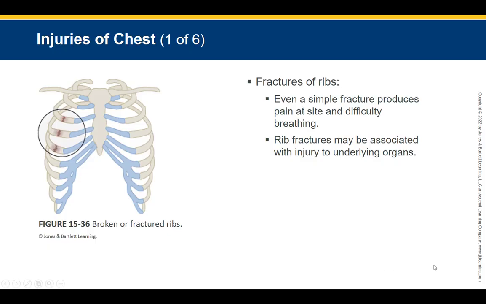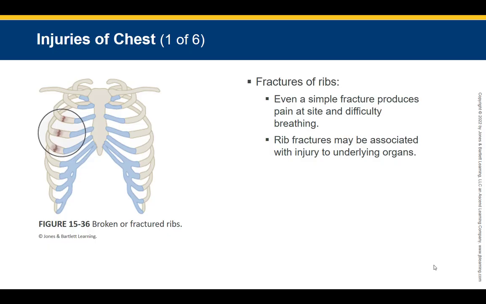Now, when we talk about fractured ribs, one rib is bad enough. But if we have multiple ribs broken in multiple places, we call that a flail chest. And that's going to be where the chest is going to move in a paradoxical motion.